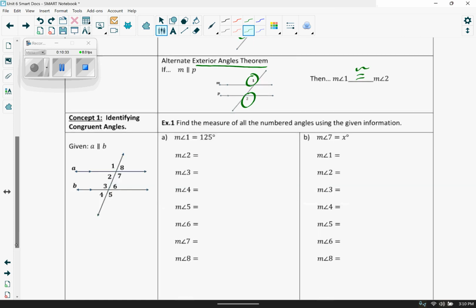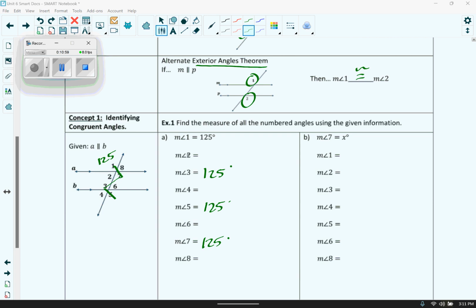All right, so now here we have angle 2, angle 3, etc. So if angle 1 is 125, well then angle 7 is 125. Angle 3 then is going to be 125. So this is, and this is. So angle 5 is 125. Okay, so those are all 125.